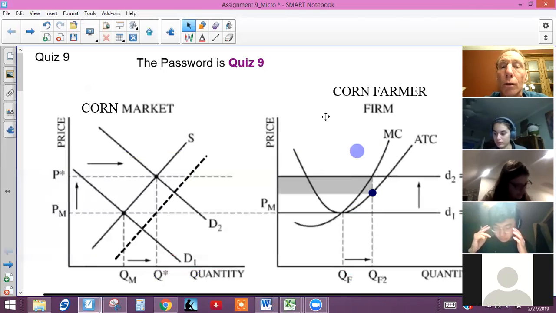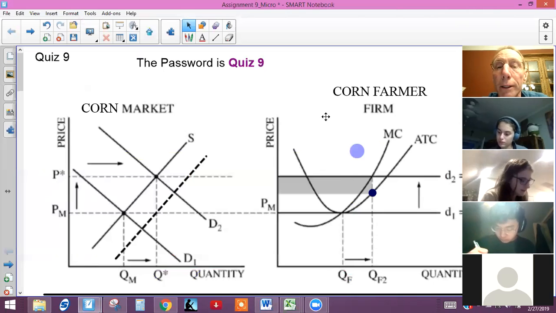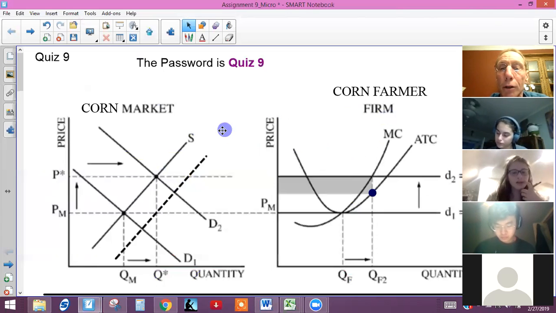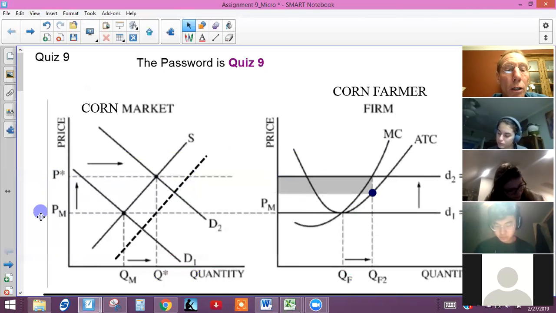In this case right here, farmers are going to probably switch from growing some other crop, for example, wheat, to growing corn because there's profit in corn, which means that the supply in the market for corn is going to shift to the right. There's going to be more corn in the market because more farmers are going to grow corn. More firms are going to come into the corn market, which drives the price down. That's going to drive the price in this case from P star to PM, okay?